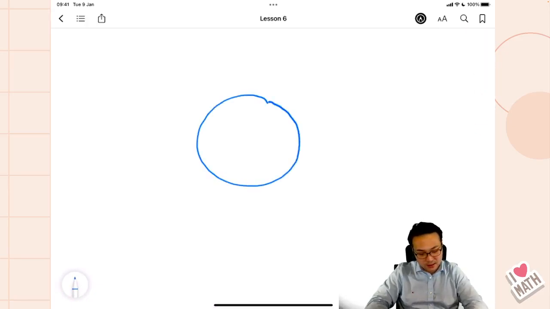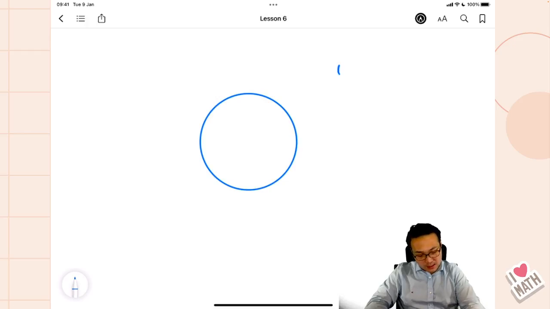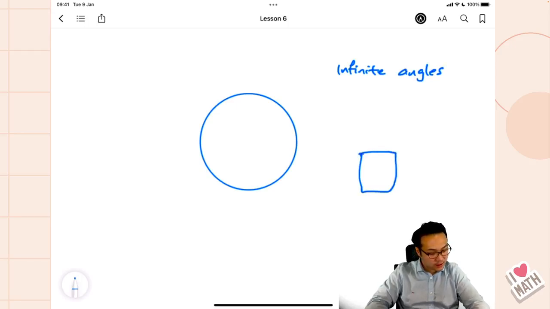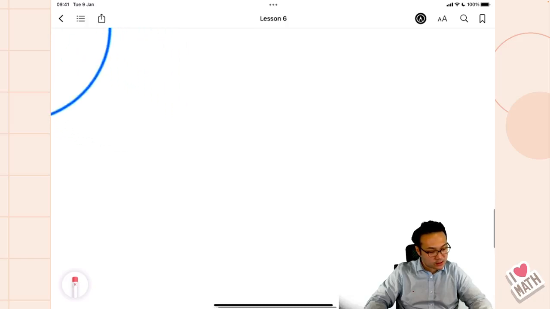First, this is a circle. We know that it has infinite angles. Infinite angles. Okay, for example, a square. How many angles does the square have? 1, 2, 3, 4 angles. How many angles does a triangle have? 1, 2, 3 angles. The circle has infinite angles, because what do you realize about circles?